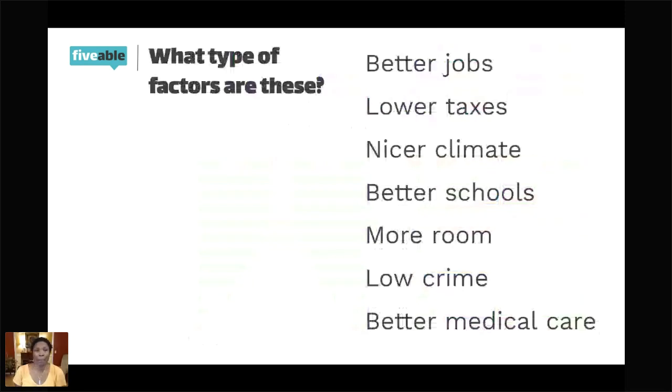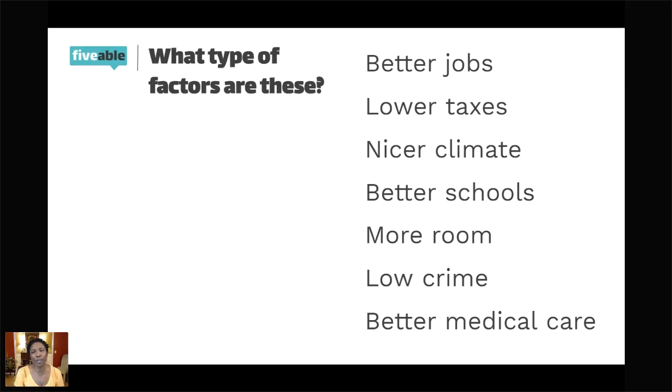We also, in our population and migration unit, should have talked about what causes our populations to change. So I want to know, what are these factors known as? They're either going to be push or pull factors. So if I am leaving an area because there are better jobs or lower taxes or nicer climate or better schools or more room or lower crime, better medical care, what is this concept known as? Now, I'd love to see who can chime in first here. Are these going to be push or are these going to be pull? Absolutely, they're going to be pull factors.